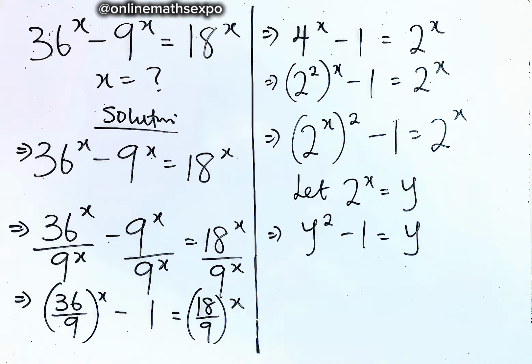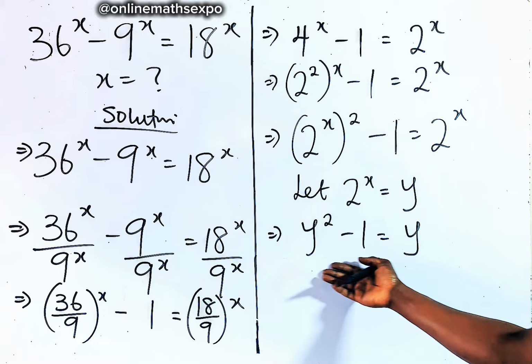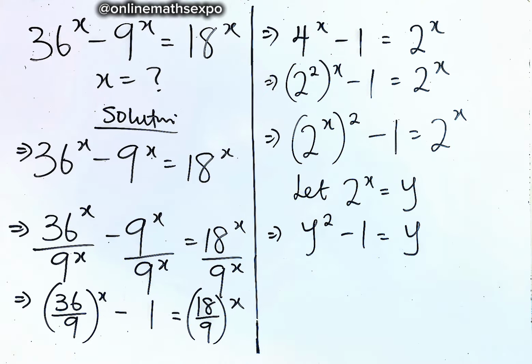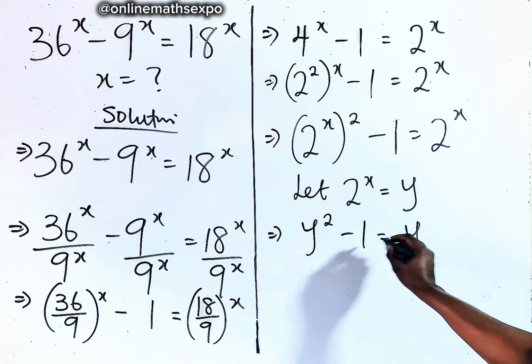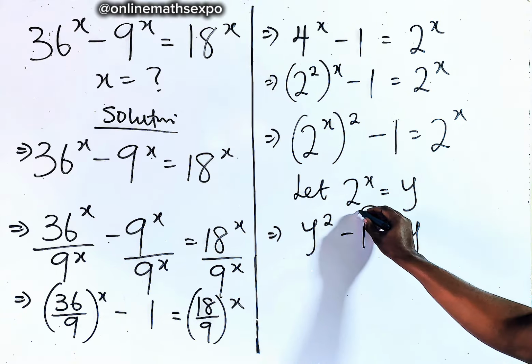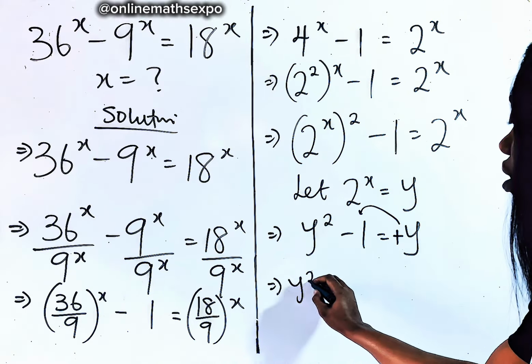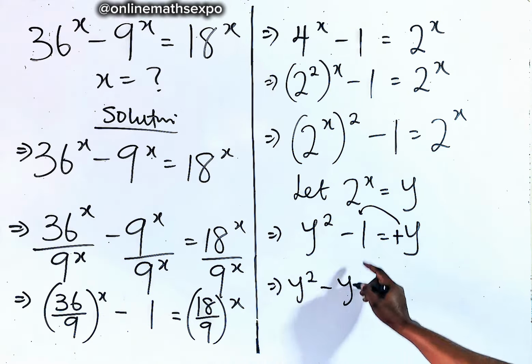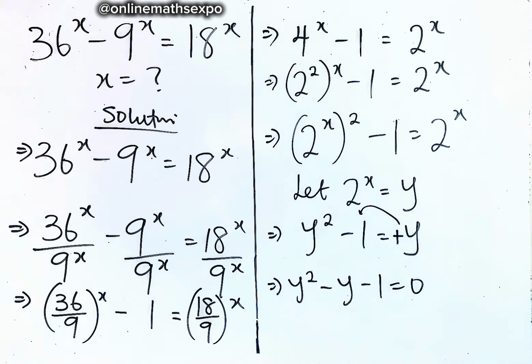What did you observe? It's leading you to a quadratic equation because the highest power of this y is 2. So bring this to the left side, it is positive. So that gives us y squared. This will become negative y minus 1 is equal to 0.